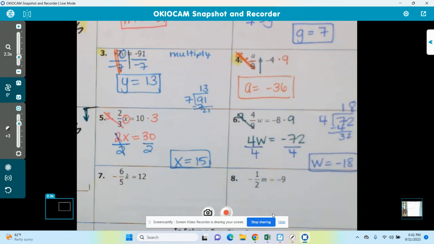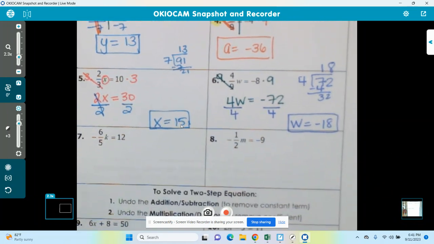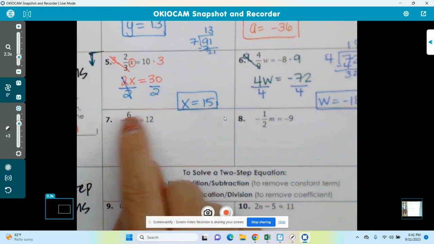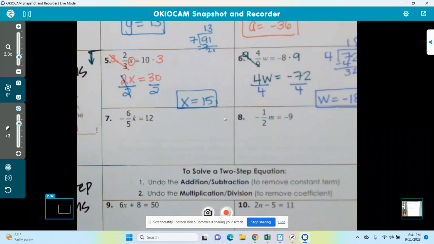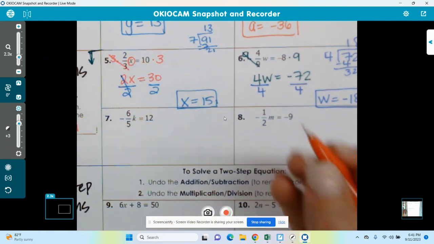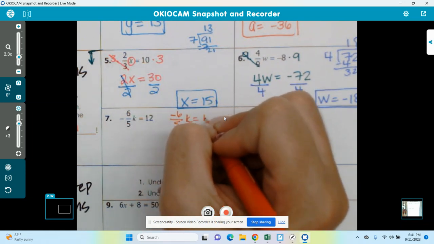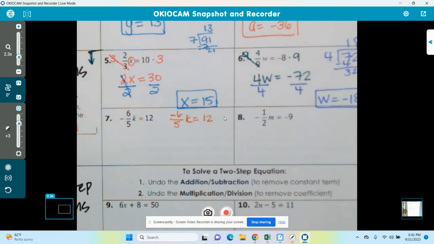All right, so down here on number 7 and 8, you see the negative, but it looks like it's in the middle. A lot of times people make the mistake of putting it on both the 6 and the 5. I always put the negative with my top number. It's just a habit, but it's only on one or the other. Don't put it on both.